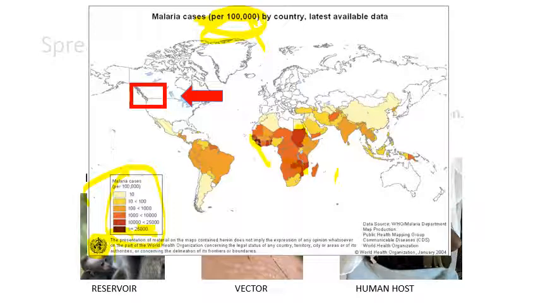Right, in BC, we don't actually have any malaria because we don't have monkeys. We have mosquitoes, but we don't have monkeys. Occasionally, you will see a case of malaria in BC, but it's usually present in somebody who traveled from one of these other parts of the world.